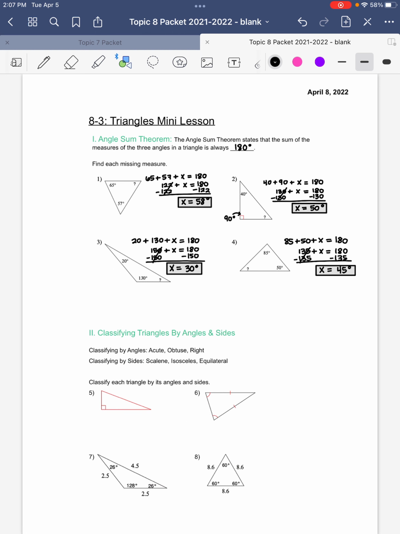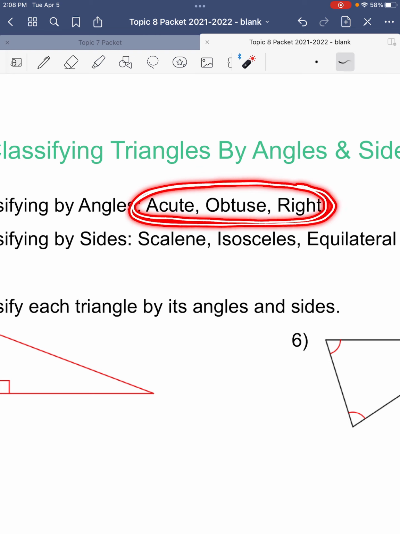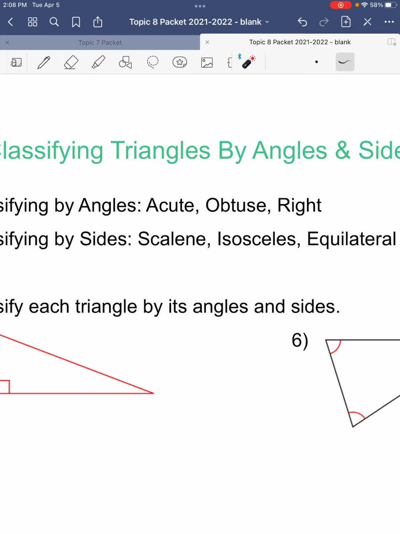Okay, so those are our examples for the angle sum theorem. Now let's talk about classifying triangles by angles and sides. So, classifying by angles, you need to know these 3 words right here. That's how we classify triangles by angles. So, acute means all angles, all 3 of them are less than 90 degrees. Obtuse means one angle is greater than 90 degrees. And right means one angle is equal to 90 degrees.